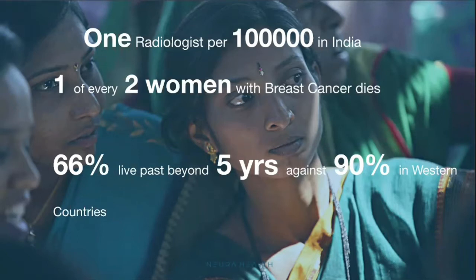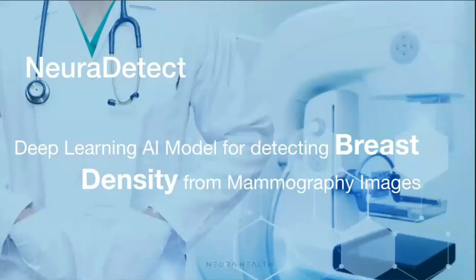Breast density is considered one of the risk factors for breast cancer, and it is categorized across 4 classes. So we are building an AI classification model using deep learning. The first product that we are coming up with is called Neura Detect. It's built using deep learning, a convolutional neural network, and it can detect breast density from mammography images, which are taken during initial screening for breast cancer. It's able to detect breast density across all 4 classes: class A, B, C, and D.